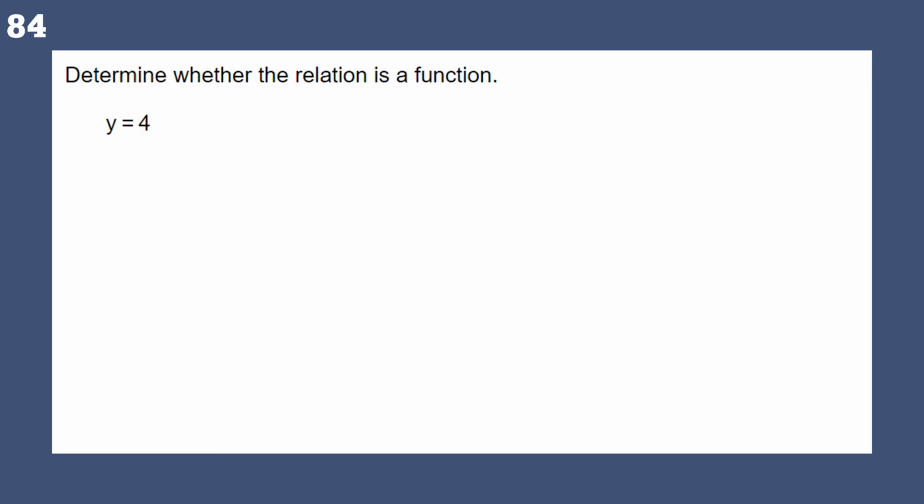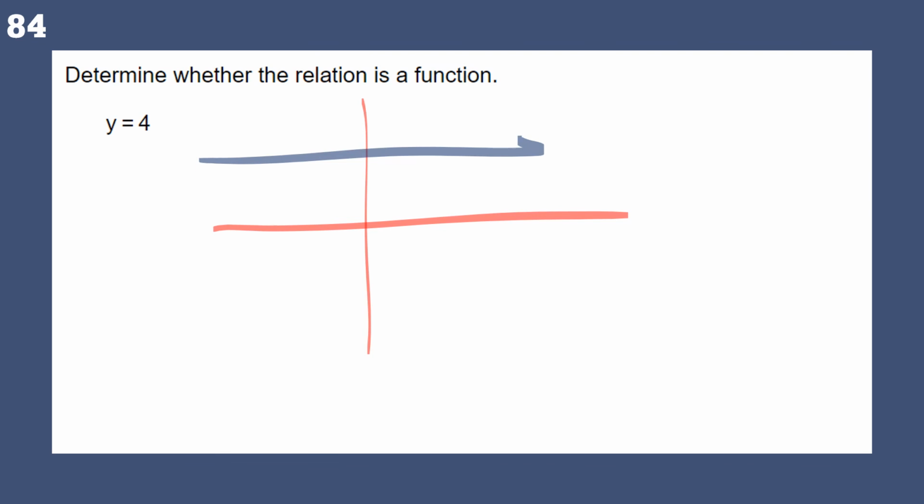Determine whether this relation is a function. Now, first off, this is a constant function. This is a function. And if you were to graph it, y equals 4 is a horizontal line. And when we graph it, we can ask, does it pass the vertical line test? And so, yes, this is a function.